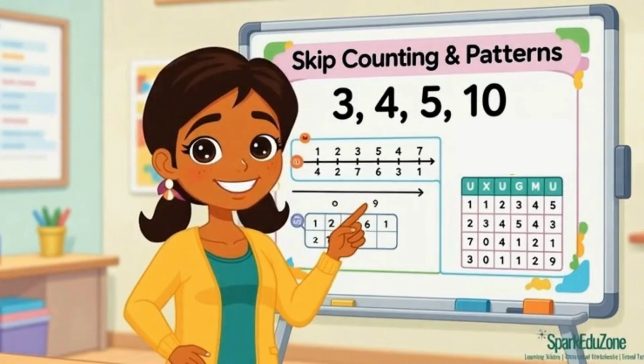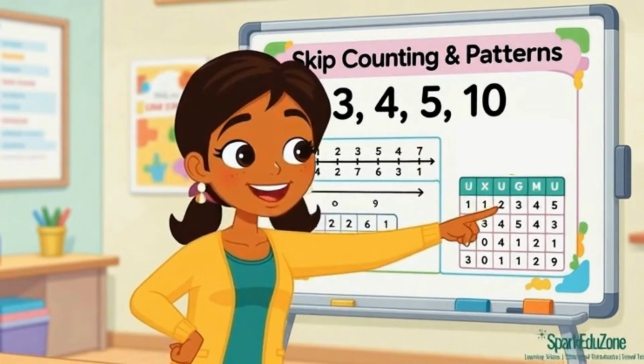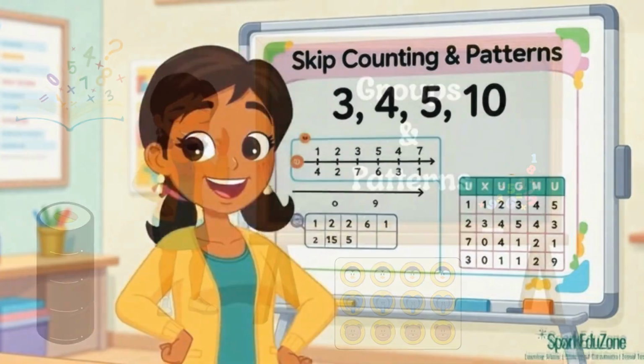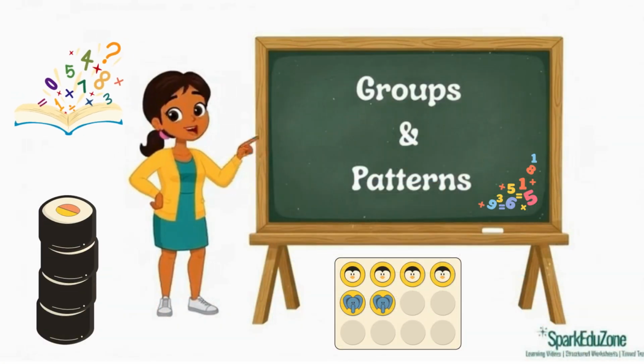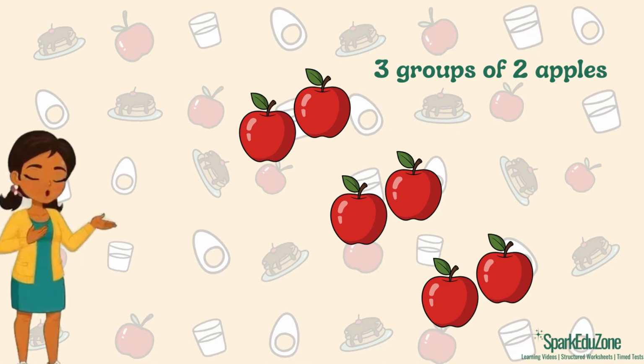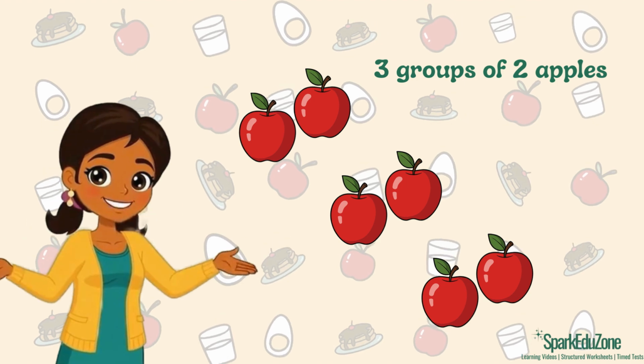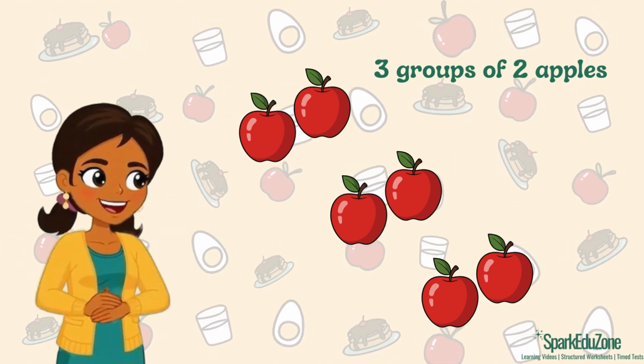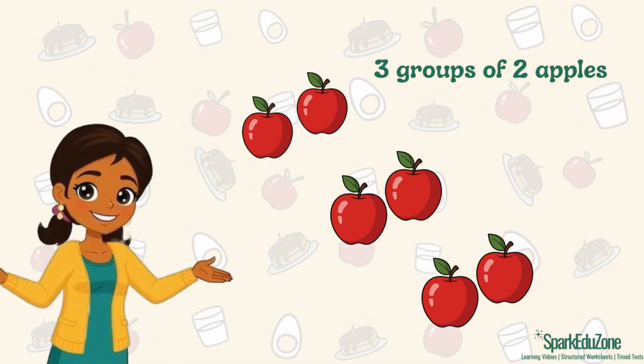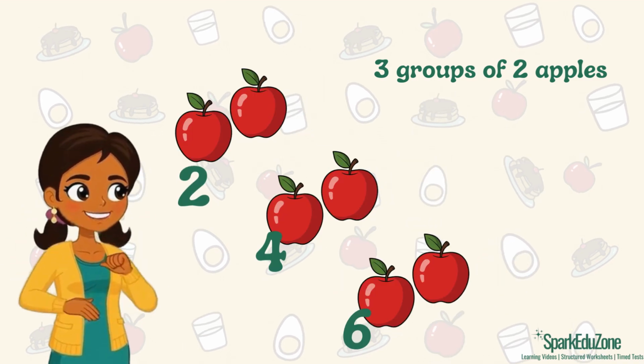Hello, mathematicians! Today, we're going to learn the 3, 4, 5, and 10 times tables fast and easy by using groups and patterns. Are you ready? Let's start with 3 times 2. 3 groups of 2. Count by 2s with me. 2, 4, 6. So 3 2s are 6.